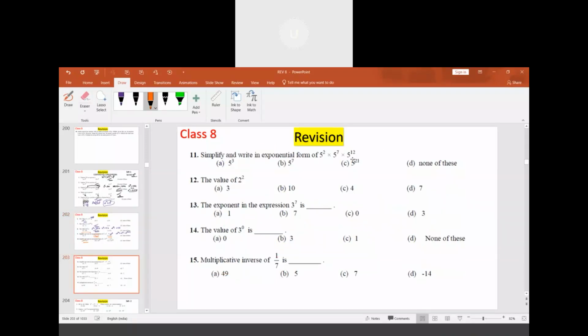Next, write in exponential form after simplifying. We are adding the powers, so it is 5 to the power 21. Option C, very good.